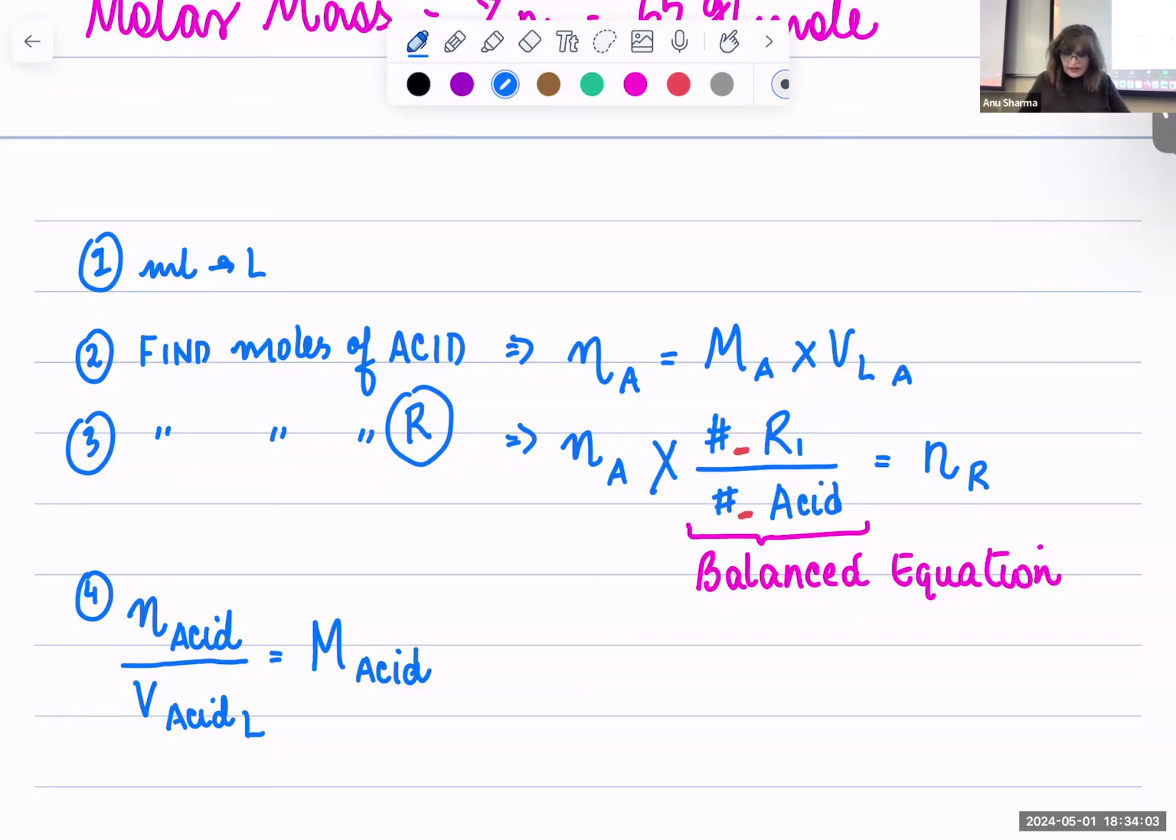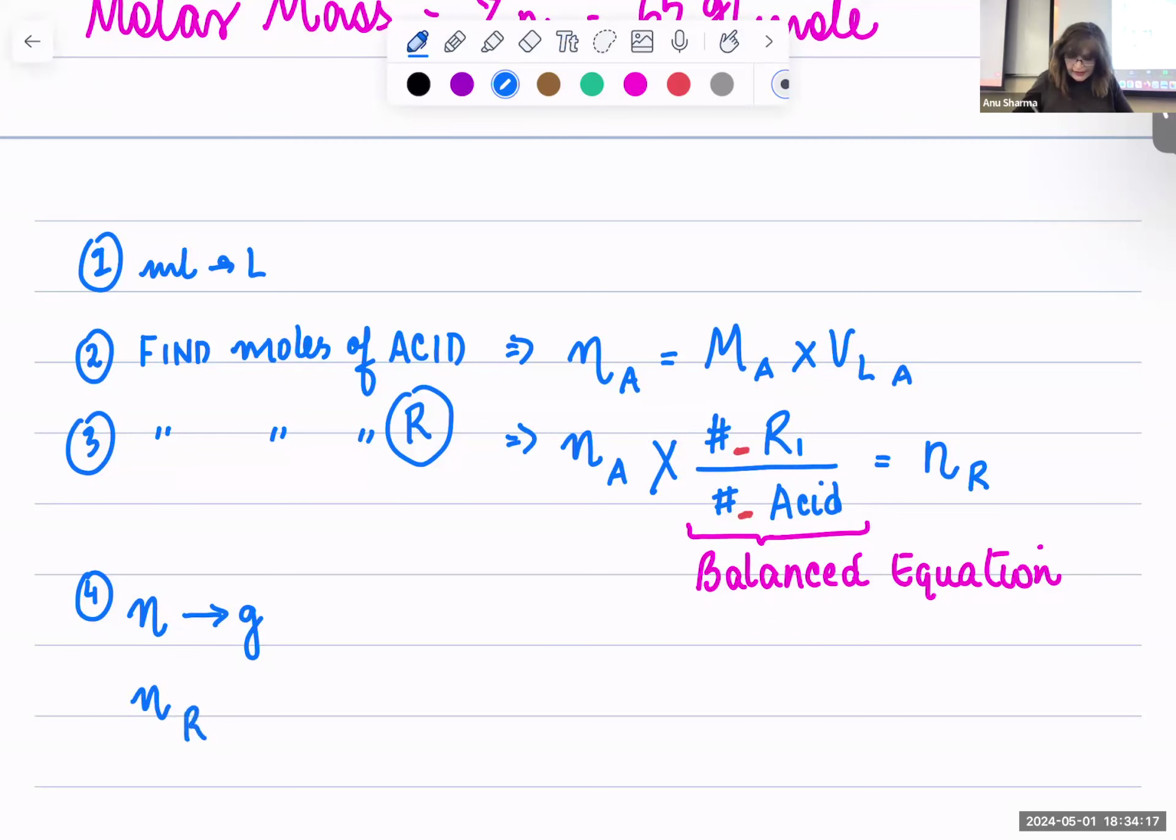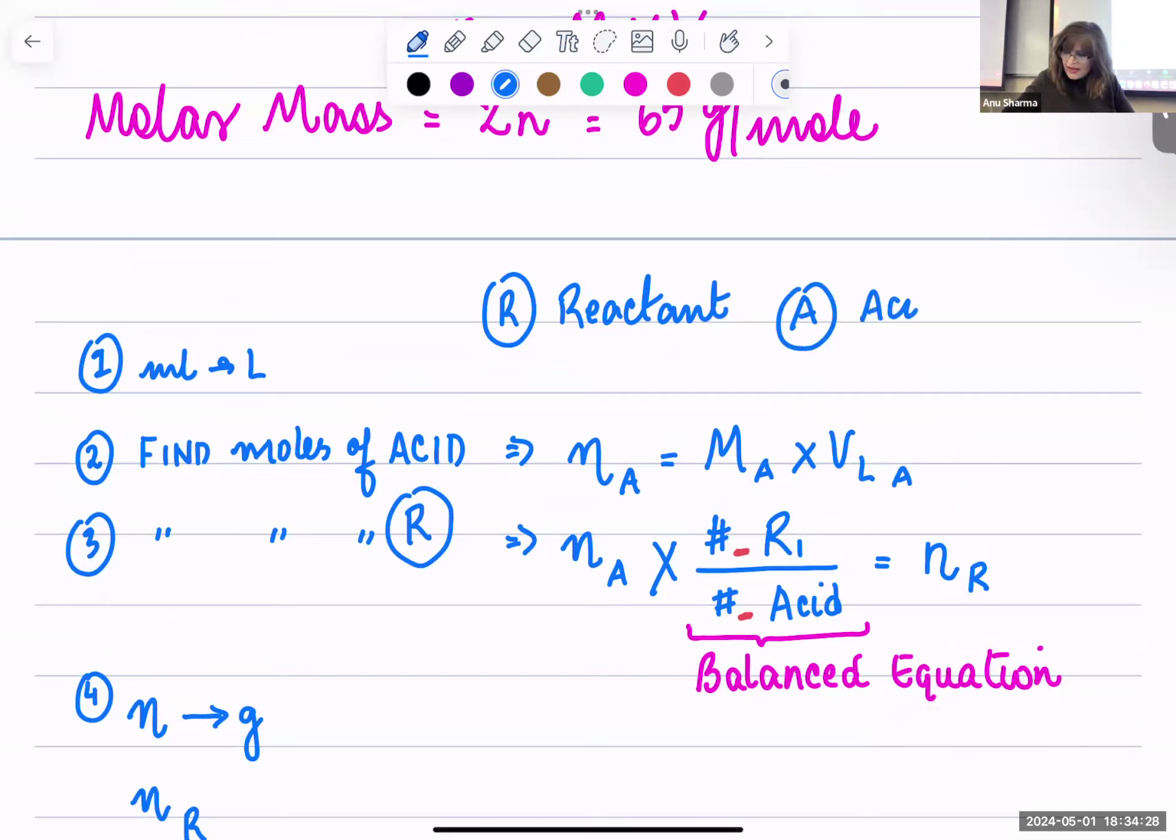In this case, zinc. So what is the last step? Now we got the moles and we need to convert to grams. So what are we going to do? Convert the moles to grams. What will you do? Convert the moles of whatever reactant is. R stands for reactant. In this case, it is the zinc. A stands for acid, and B stands for base. In this case, there's no base, but just so you know.